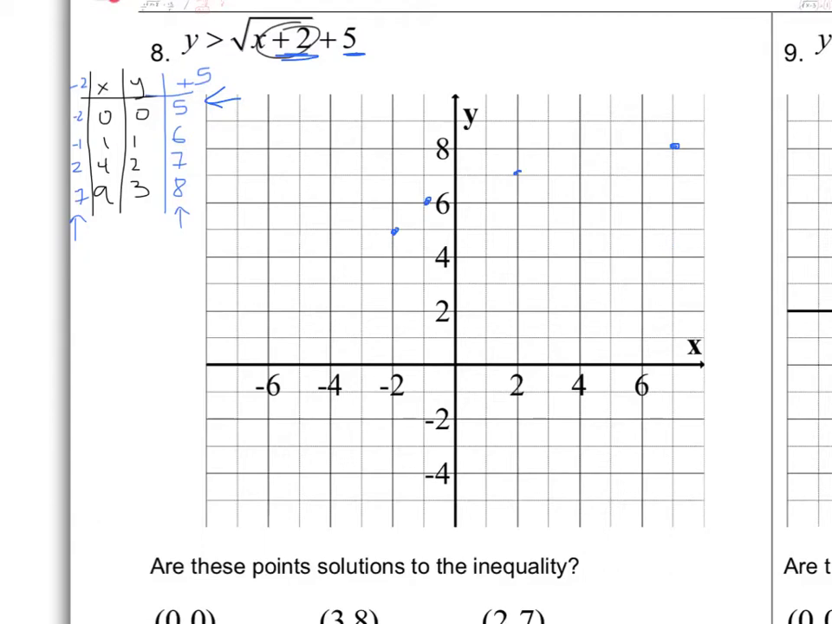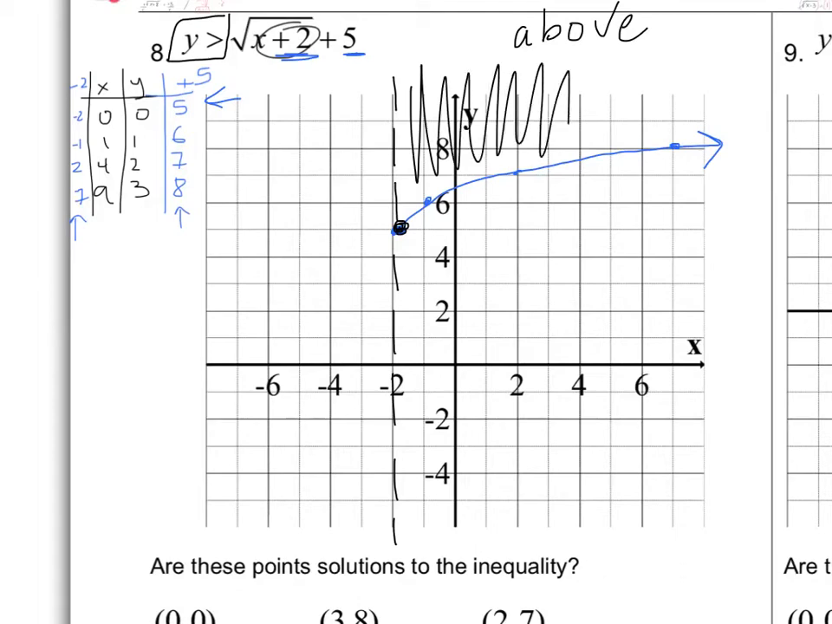Okay. So as you can see, it's a shooting star starting with this point. Now, it's y greater, so it has to be greater. It means you have to shade above your graph. Now what you need to do is, whatever your endpoint is, draw a vertical line, so you know where to shade. Draw a vertical line over there. Then you need to shade above your graph. So this is where you need to shade.